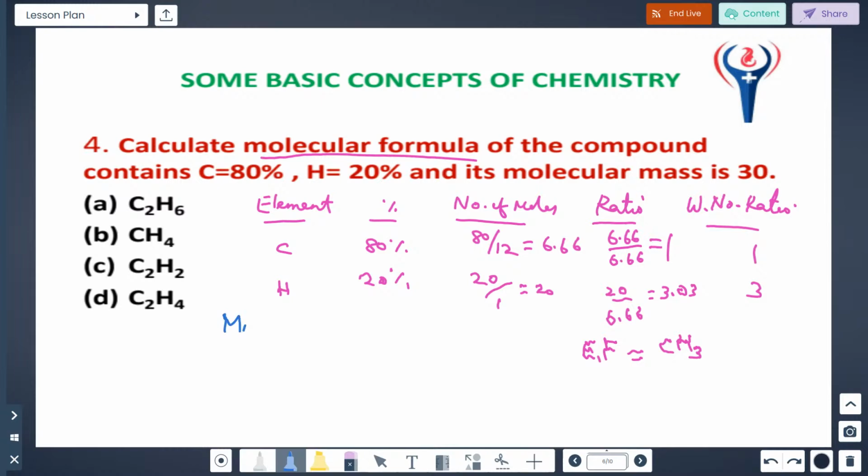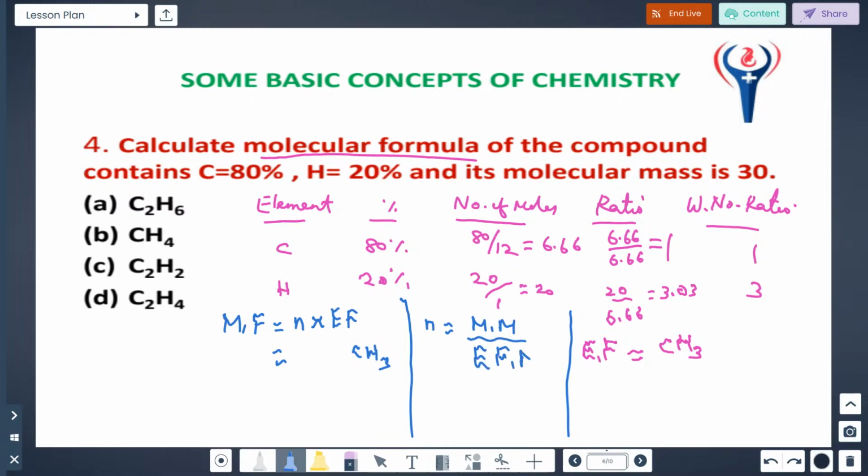Molecular formula is equal to n times the empirical formula. Understood? The empirical formula, we just found out. What is the empirical formula? CH3. This n we have to find out. How to find n? Here we have one method. What is n? n is equal to molecular mass by empirical formula mass. Understood? Are you following?